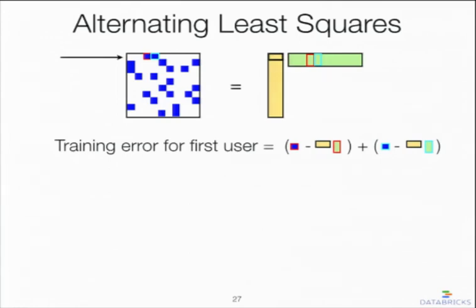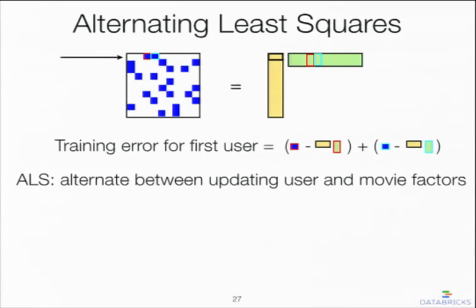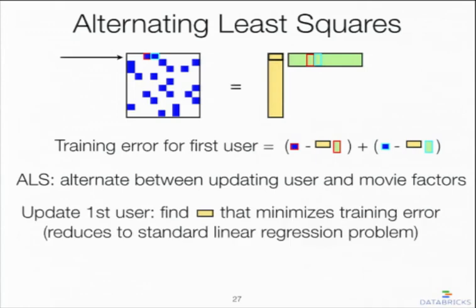The idea of ALS is basically that we want to alternate between updating the user and movie factors. Going back to this training error, there are two unknowns here. The blue box, the ratings, are fixed, they're given to us, but we want to learn both the green and the orange feature vectors, but we don't want to learn them both at the same time. Instead, we fix one and try to learn the other. If we want to update the first user, for instance, we would fix the green feature vectors and just try to find the best orange feature vector to minimize the training error.